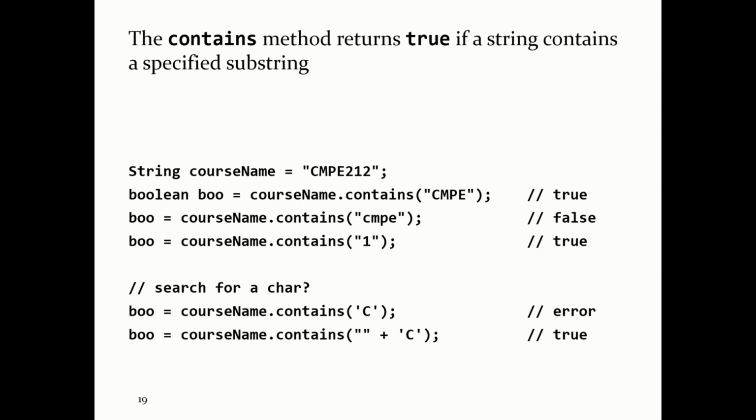Can you search for a char using contains? The answer is no, not directly, so I can't search for a single character. But you can play a trick: turn that character into a string by appending it to the empty string, and now that works. Unfortunately, contains doesn't have a version where you can test for a char. If I have a char variable instead, you have to convert it to a string.